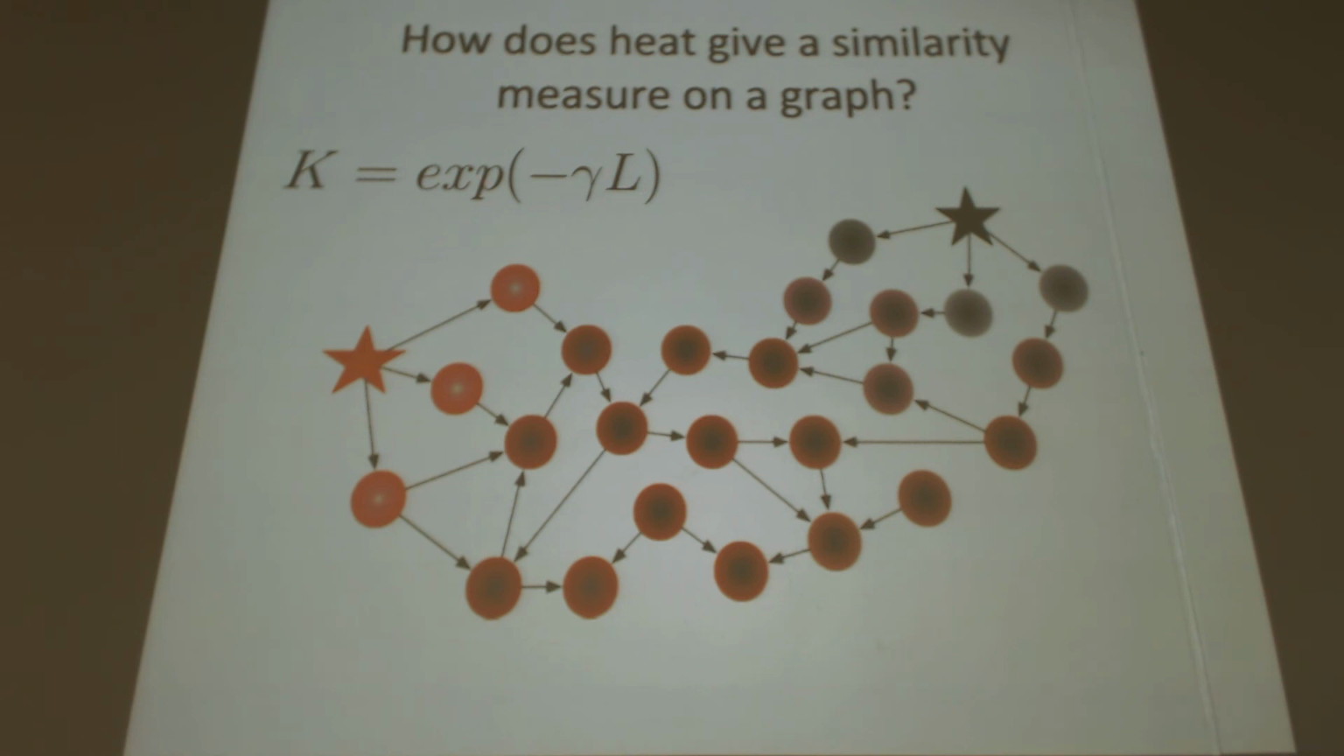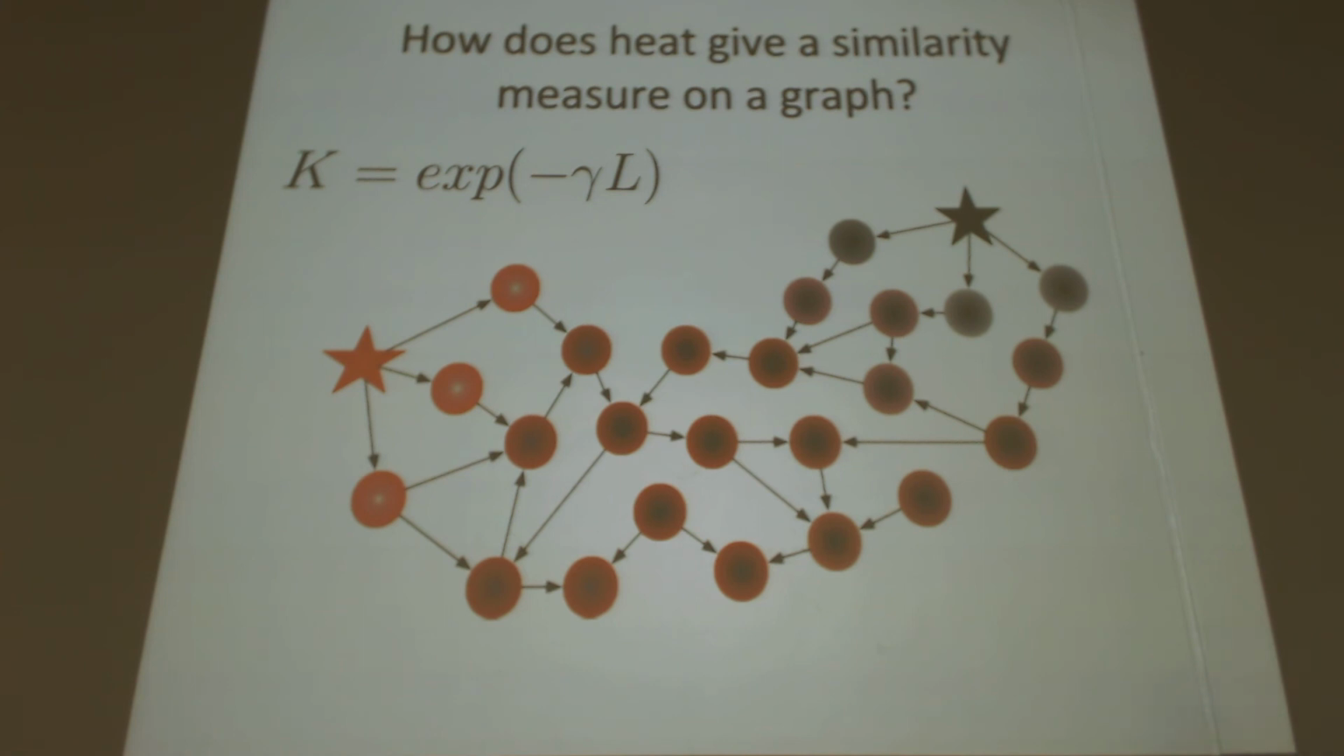Gamma here, you can think of as a resistance. So if we set gamma to infinity, if there's infinite resistance, then it's e to the negative infinity, which is zero, so that means nobody gets to talk to anybody else. And if gamma is zero, if there is no resistance, then it's exponent of zero, which is one, that means everybody is equal.